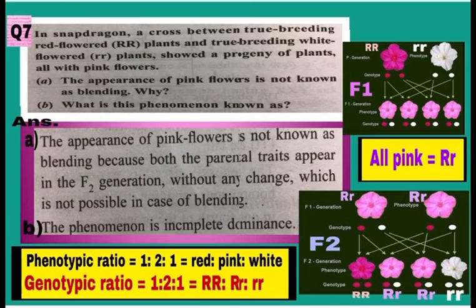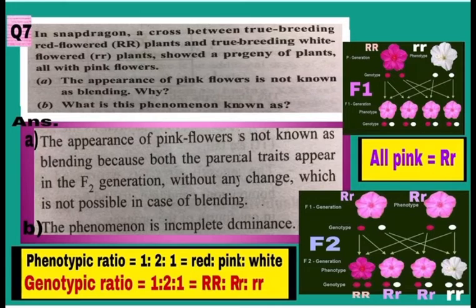Here both genotypic and phenotypic ratio are 1:2:1 and it is written in the yellow block. Clear? Now read the first part of the question. The appearance of pink flower is not known as blending. Why? It is not blending because both parental traits, red and white flowers, appear in the F2 generation without any change, which is not possible in case of blending.